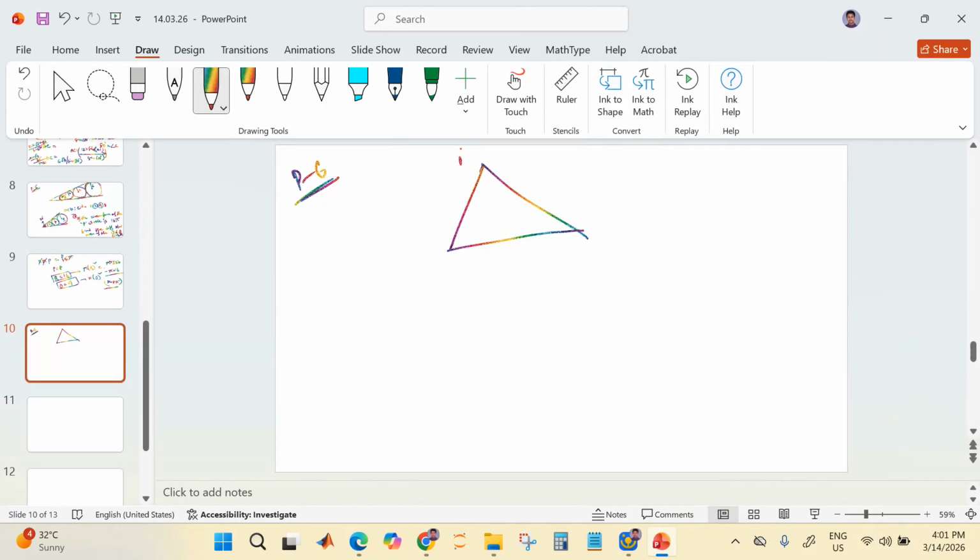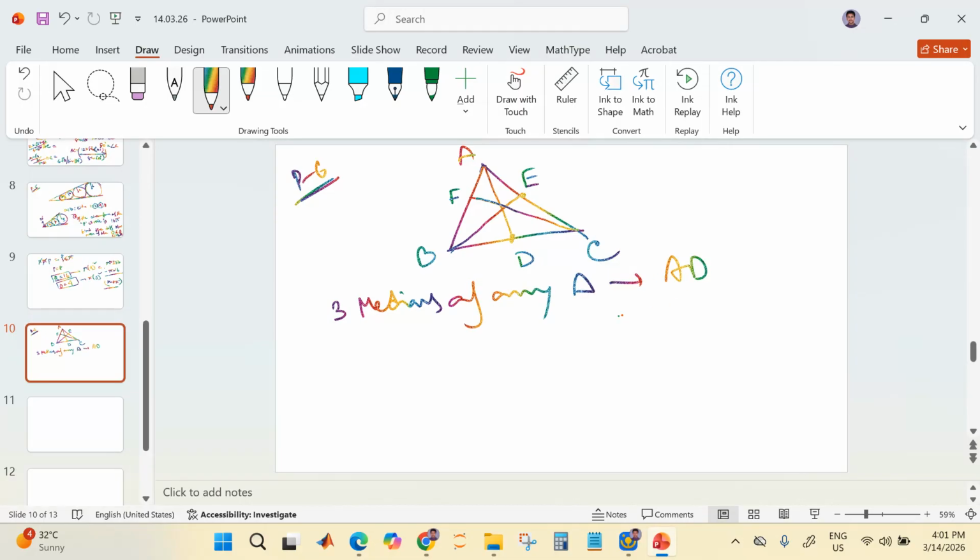সাপোজ উই নো মিডিয়ান, না মিডিয়ান মানে কি? হোয়াট ইজ মিডিয়ান? মিডিয়ান মানে কোনো একটা ট্রায়াঙ্গেলের কোনো একটা পয়েন্ট থেকে অপোজিট সাইডে মিড পয়েন্ট জয়েনিং লাইন। So this is a median AD, BE is a median, and CF is a median. So there are three medians of any triangle. কারা কারা সেটা? AD, BE and CF. Remember.